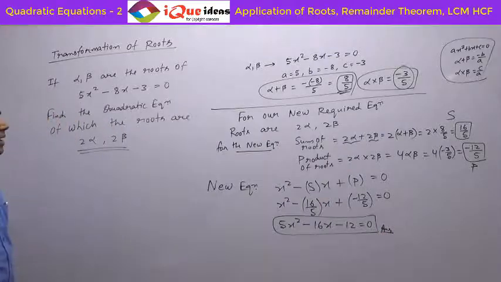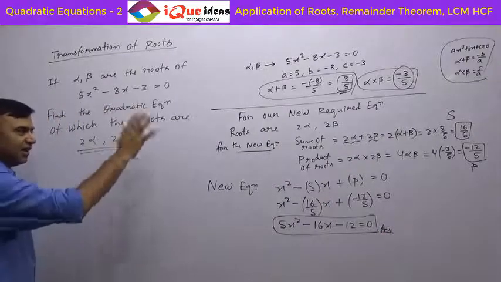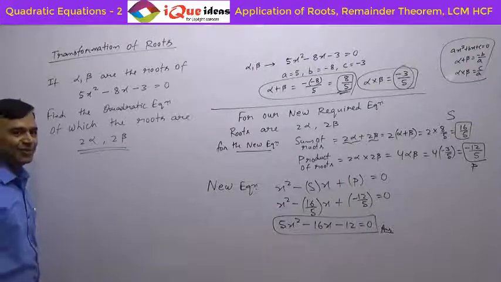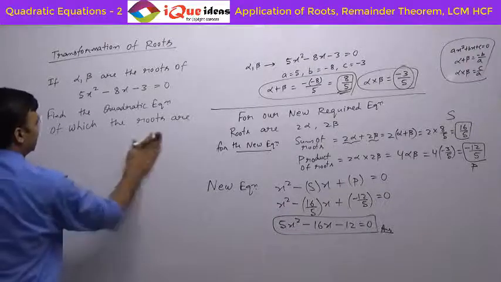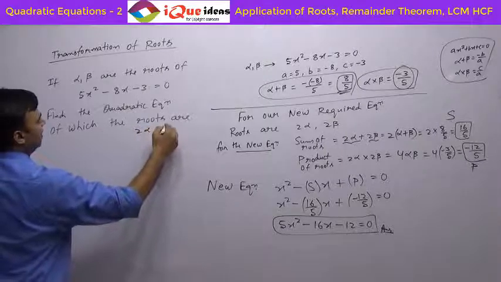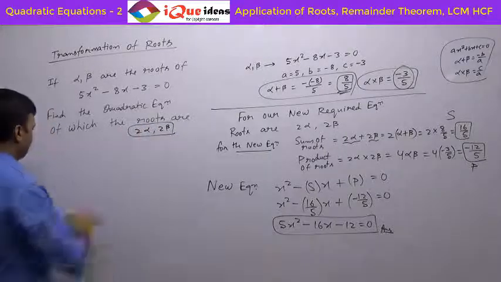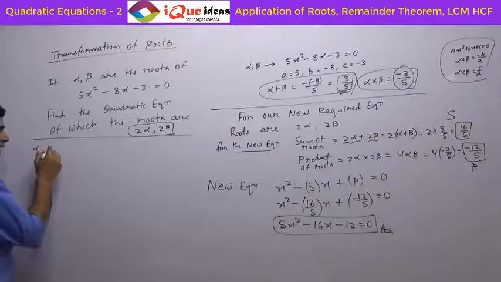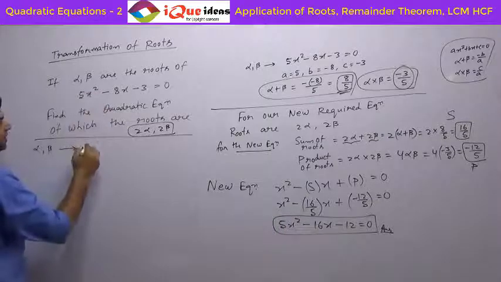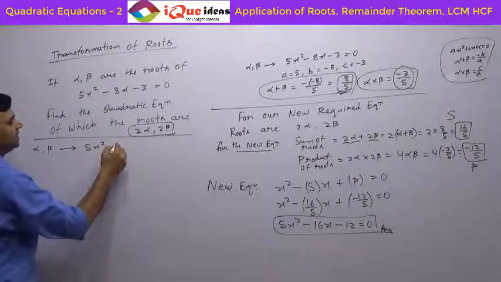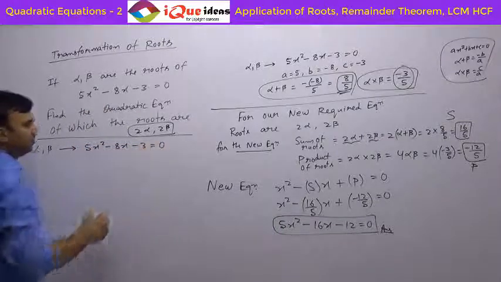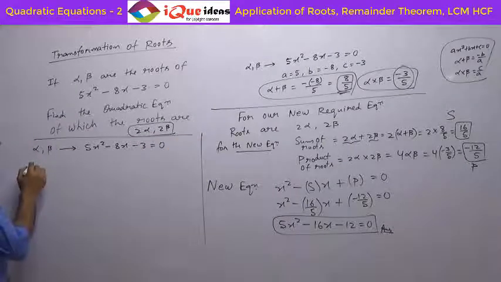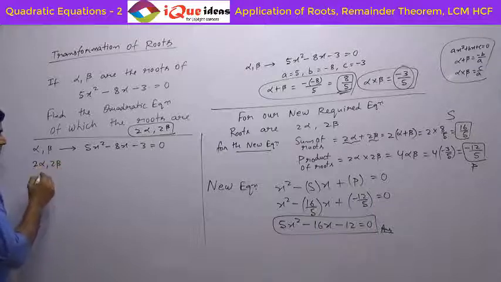Right? But here you can see that this is a really long process. Do we really need to do that? No, we don't need to. So I'll give you a shortcut method for this. The shortcut method would be, look at this carefully. We can do this here only. See, I'll write it like this. Alpha, beta are the roots of the equation given 5x square minus 8x minus 3 equal to 0. We have to find the equation of which the roots are 2 alpha and 2 beta.